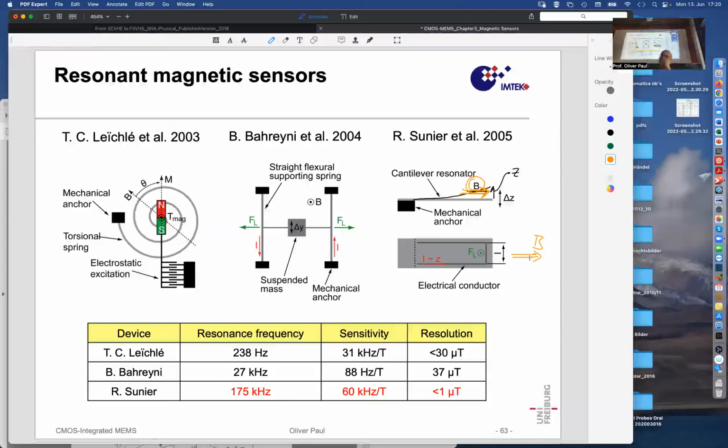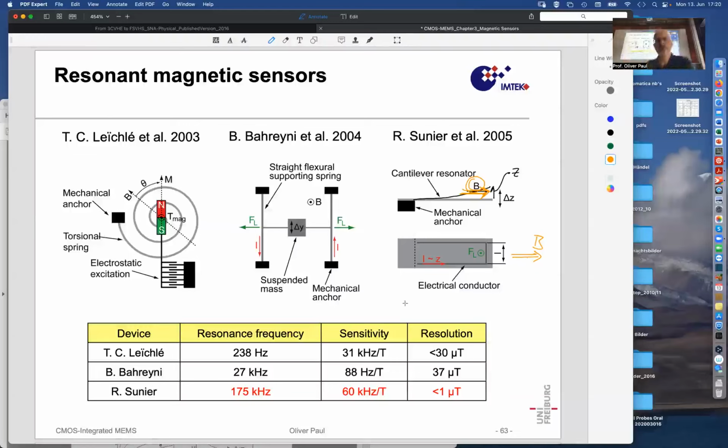But Robert Sunier said, no, that's not what I want to do. I don't want to make an amplitude measurement. I want to make a resonance frequency measurement. I need to modulate my resonance frequency in a way that is proportional to B. So how shall I do that?